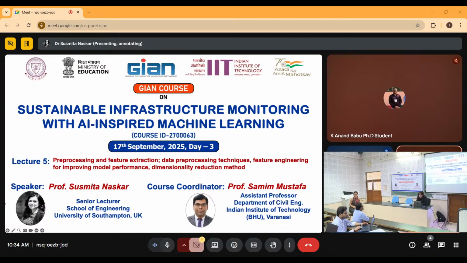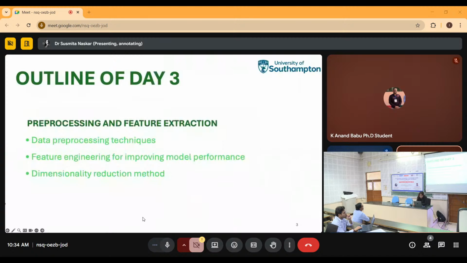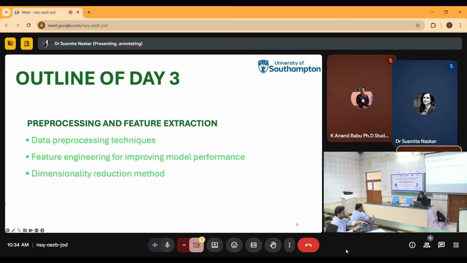Today is lecture 5, where we will be looking into pre-processing and feature extraction. We will also look into a few of the data processing techniques. These are the main 3 outlines. If you follow the schedule, you can see that today we will be talking about a few of the data processing techniques, following what we have discussed yesterday, and some of the terms which we have discussed yesterday. So today is the day when we will talk a little bit about those.